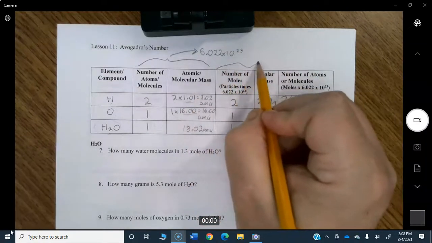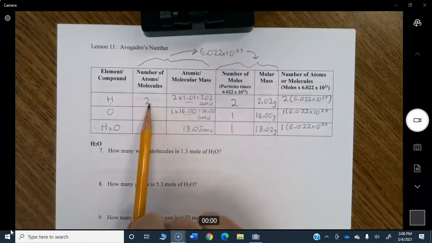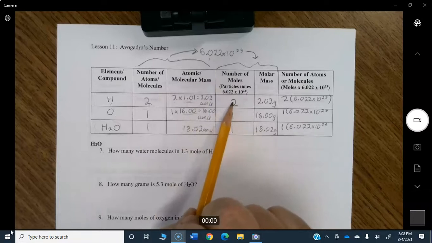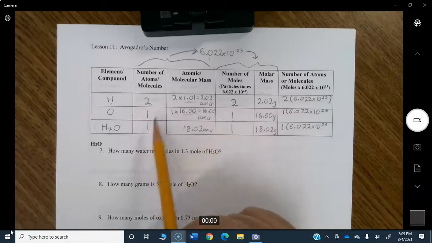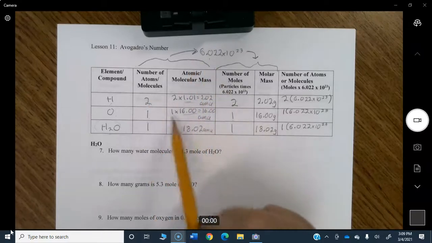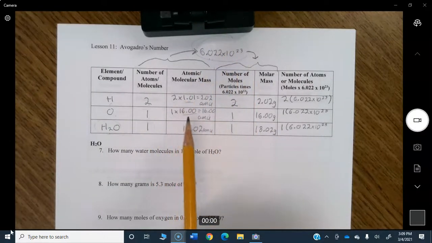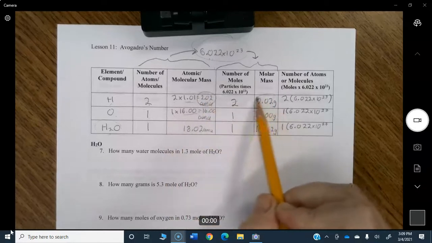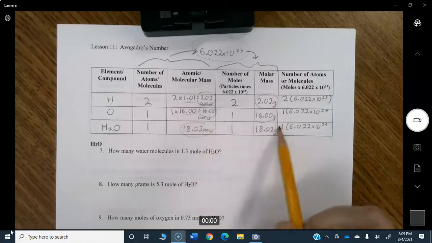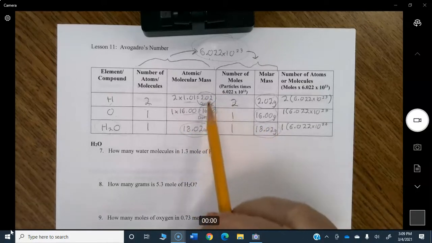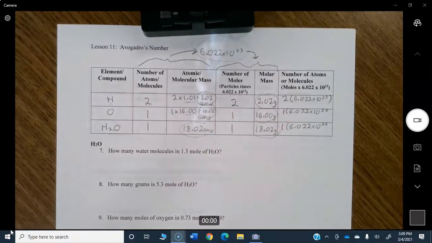And that will give you everything over here in moles. So we take 2, we multiply it by that, we have 2 moles. We take 1, we multiply it by that, we have 1 mole. And we take 1 for water molecules, multiply it by that, we have 1 mole. So these numbers are always going to be the same. And then because this is the special number, the only number that will do this, these numbers, 2.02 and 2.02 are the same, 16 and 16 are the same, 18.02 and 18.02 are the same. The difference is these are in atomic mass units and these are in grams, and that's what we find useful to use when we're measuring in a lab.